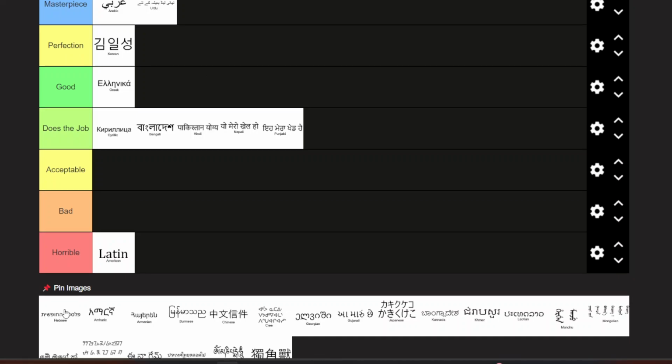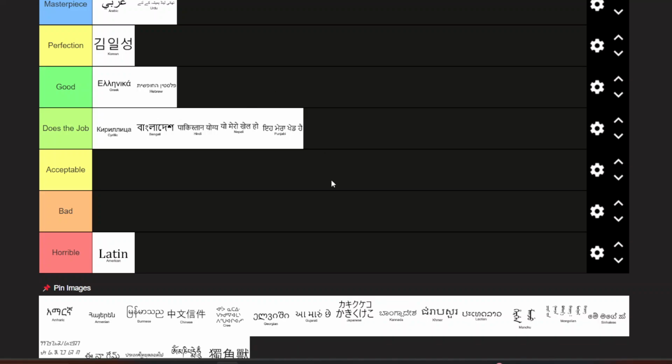Now time for Hebrew. Now Hebrew is also quite simple. I think it has very few letters, but I don't really know how to feel about this one. It doesn't look as good, as simple and as cool as Arabic and Korean, but I think it's still pretty good. So for that, it's going in good.